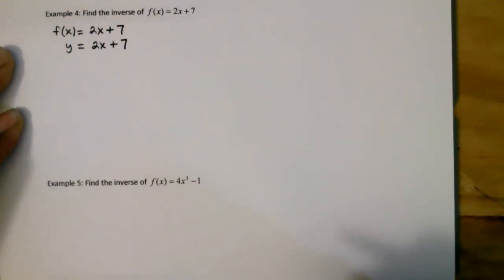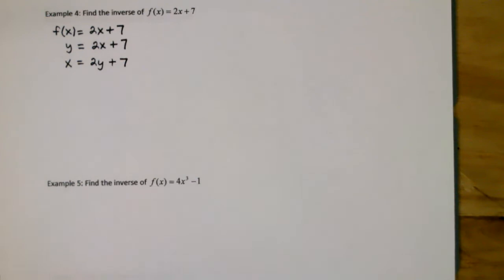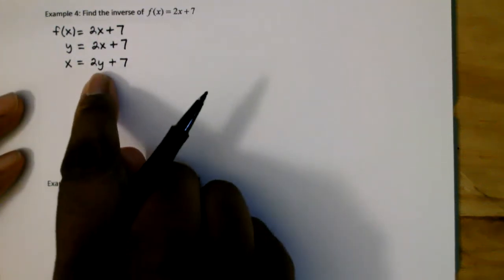And then the next step would be to interchange x and y. So that means this y becomes x, and your x becomes y. That means x is equal to 2y plus 7. And then step number three is to solve this equation for y. So we're going to get y by itself.